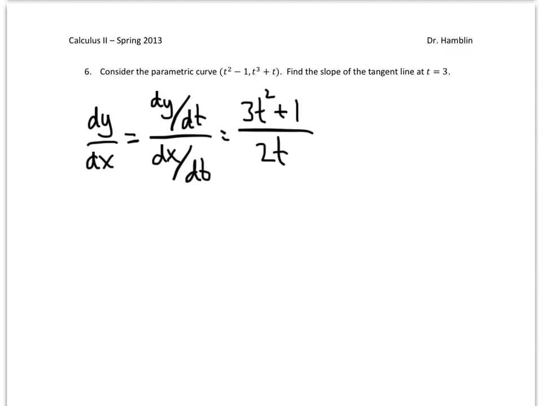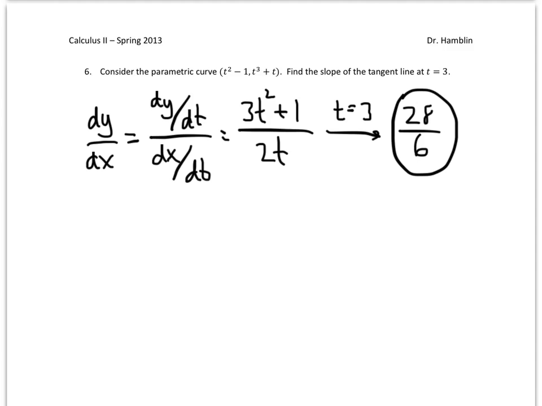And if we want the tangent line at t equals 3, all we have to do is plug in t equals 3. On the top, 3 times 3 squared is 27, plus 1 is 28. And at the bottom, 2 times 3 is 6. So 28 over 6 is the number we're looking for.